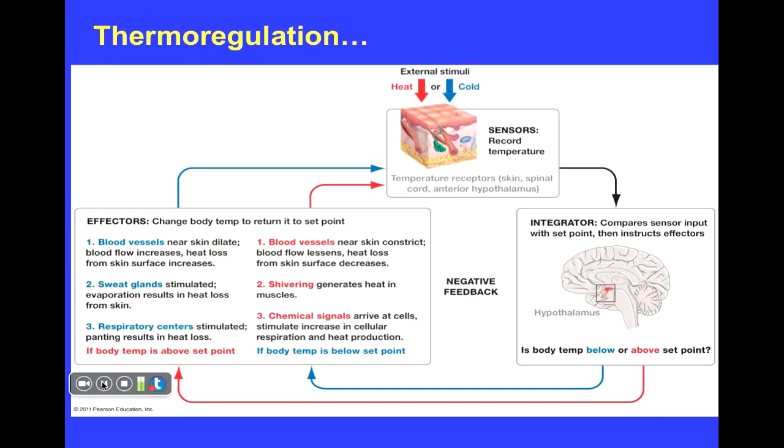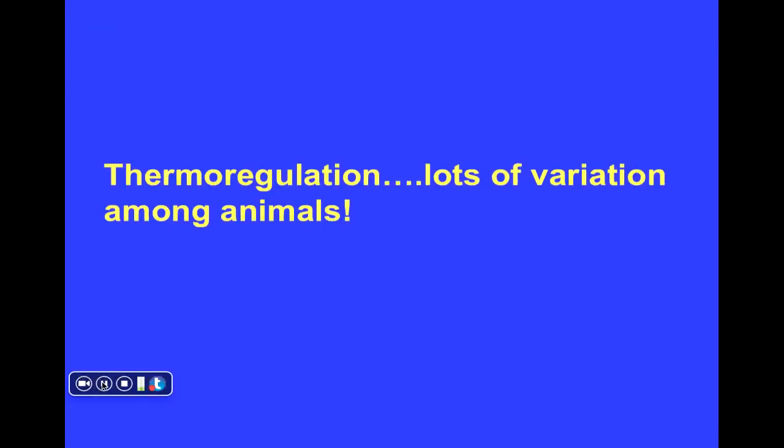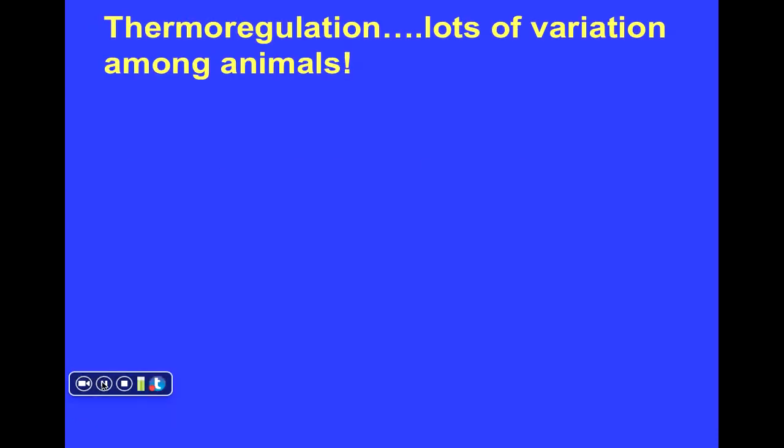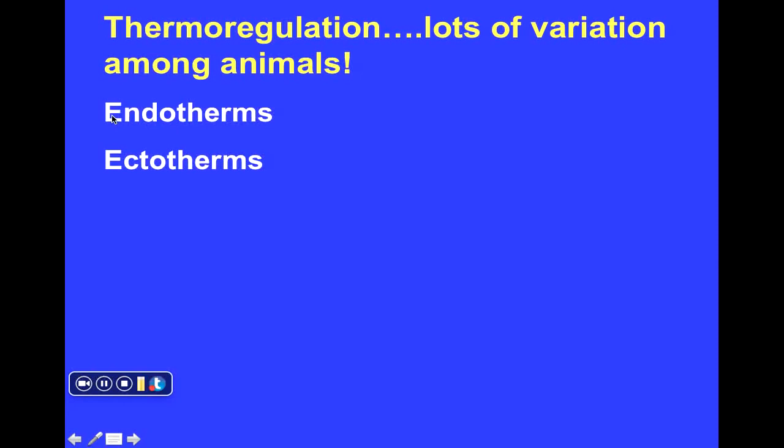So just one example of how homeostasis is achieved with respect to body temperature within an organism. Along the lines of thermoregulation, there's lots of variation if you look at different animals. People tend to think about two general themes. We tend to think about animals as being warm-blooded or cold-blooded. It's really not quite that simple.